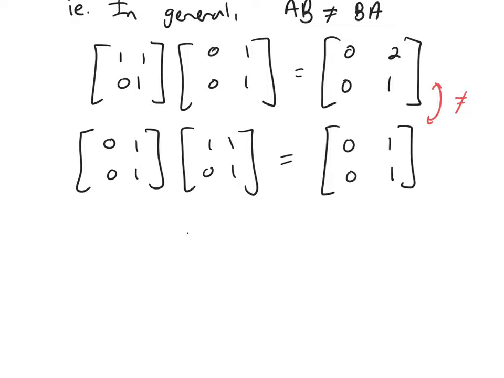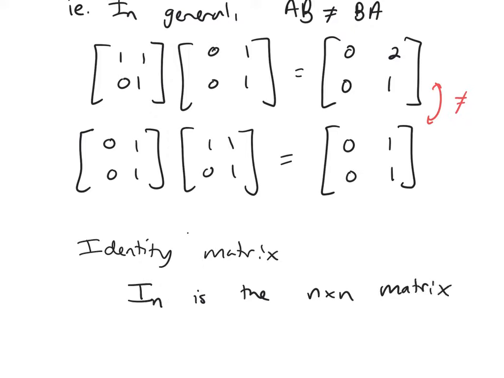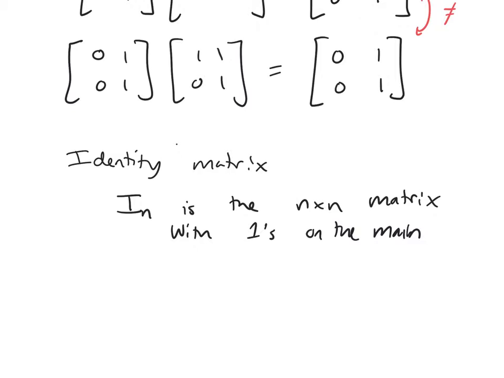We also have an identity matrix. When we multiply any matrix by the identity, it leaves it the same. I_n is the notation we usually use for the identity matrix, or you might just see I. It is the n by n matrix with ones on the main diagonal and all other entries are 0.